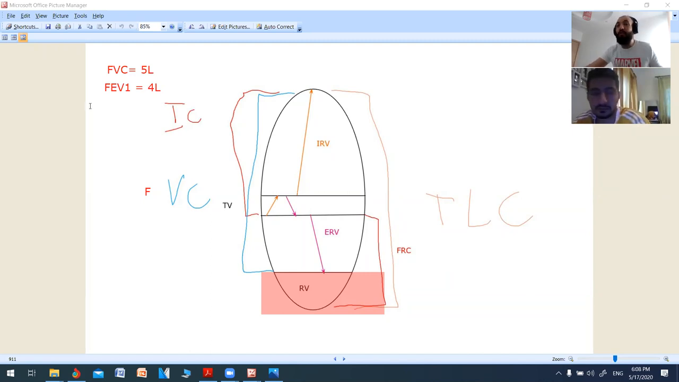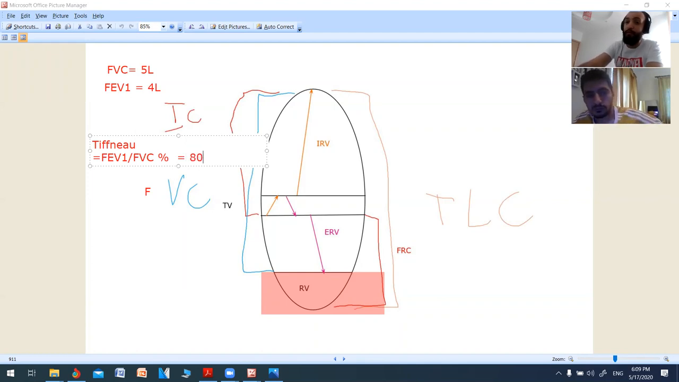The device will also calculate something else. It's called the Tiffeneau index. What is the Tiffeneau index? FEV1 over FVC, as a percentage. So what is the Tiffeneau index in this situation? Can anyone calculate it? FEV1 over FVC, so 4 over 5. How much does it give? In this situation, it's exactly 80%. You understand? So I am taking out 80% of the air in the first second. Is it clear?